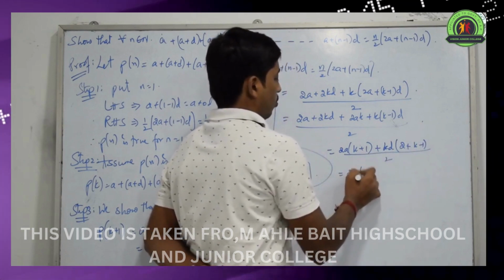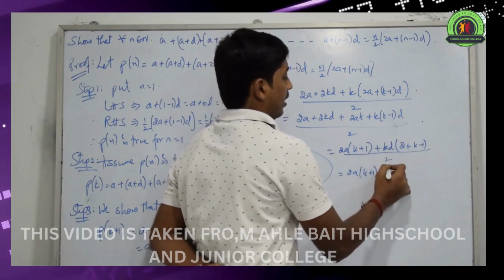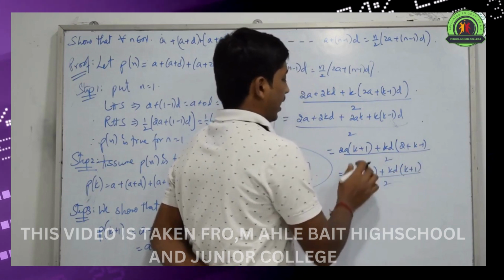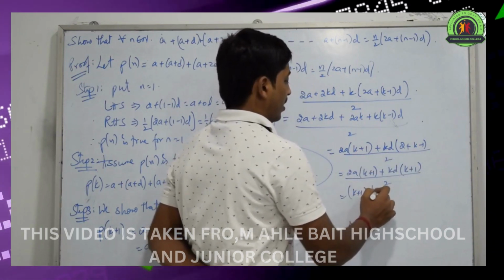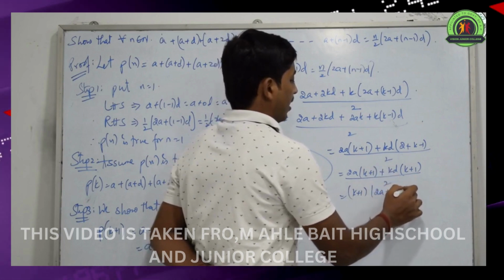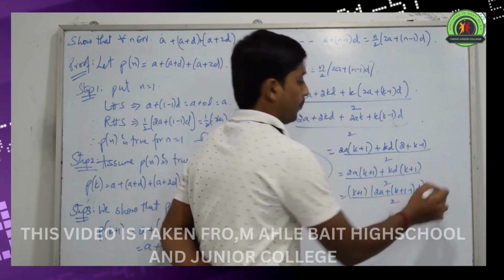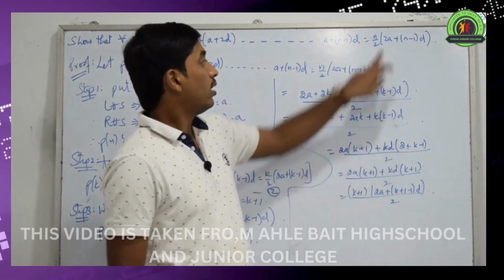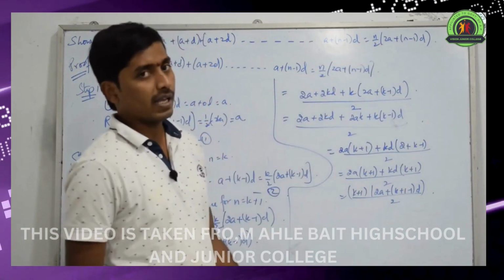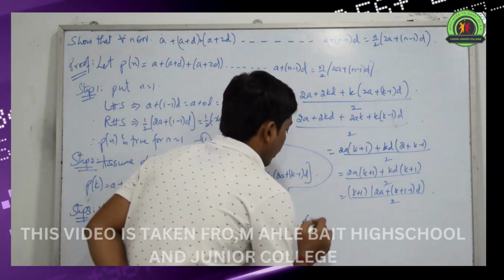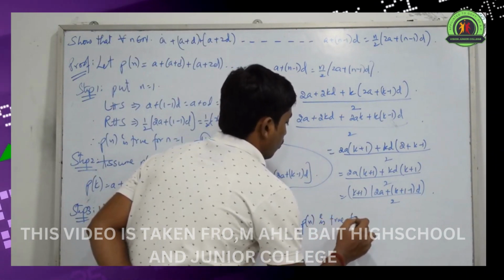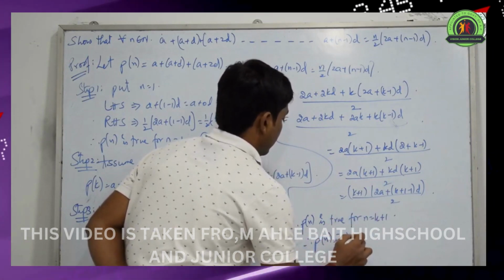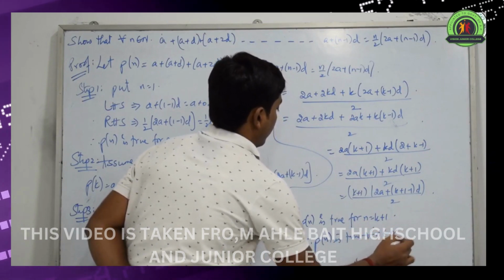Now here, 2a into k plus 1 plus kd into 2 minus 1, which is plus 1, divided by 2. Can I take k plus 1 common? Yes, right. Therefore, instead of k, can I write it as k plus 1 minus 1? Yes, right. Therefore, this is the same as the given statement: k plus 1 by 2, 2a plus k plus 1 minus 1 into d. Yes, fine. Therefore, P of n is true for n equal to k plus 1. Therefore, P of n is true for all n belongs to N.